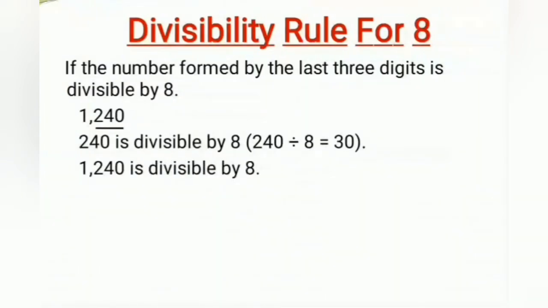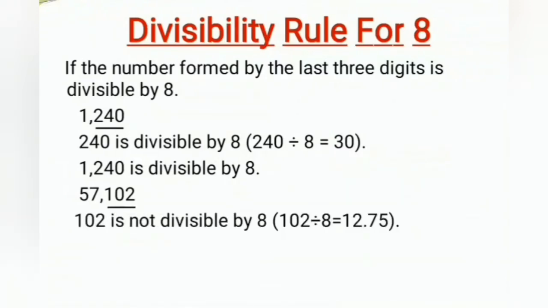Another example is 57,102. Here the last 3 digits are 102. 102 is not divisible by 8. So 57,102 is not divisible by 8.